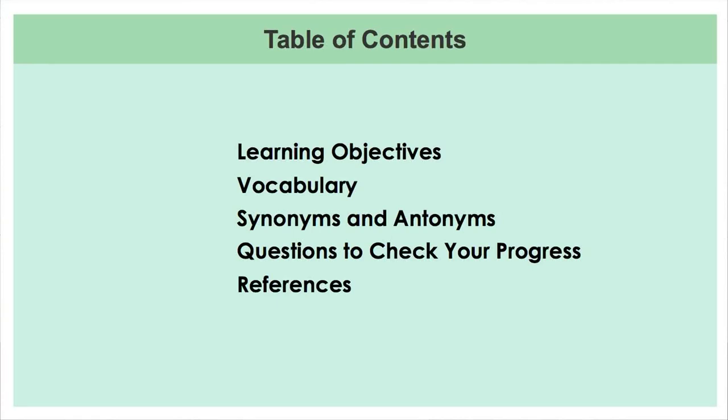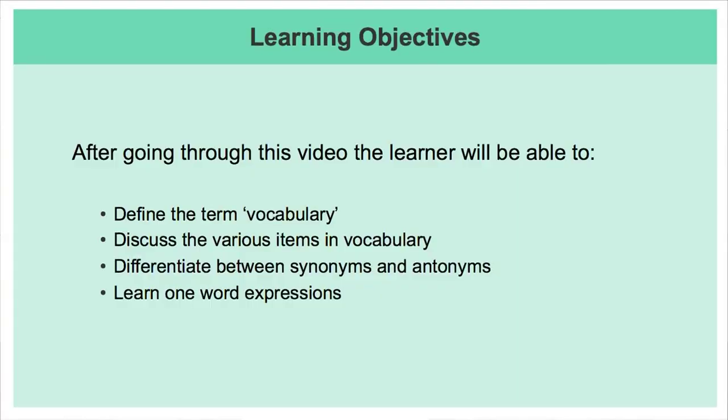First I shall begin with a table of contents where we shall discuss the learning objectives, followed by vocabulary, synonyms and antonyms, questions to check your progress and the references. Coming to your learning objectives, after going through this unit, the learner will be able to define the term vocabulary, discuss the various items in vocabulary, differentiate between synonyms and antonyms, and learn one-word expressions.